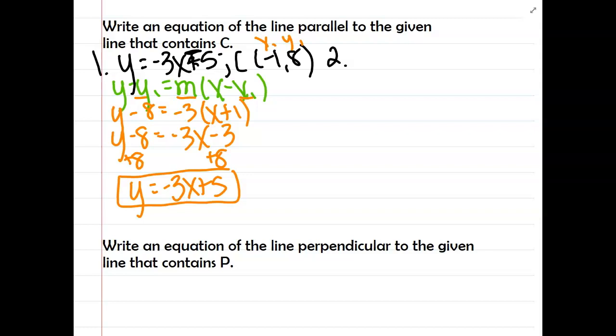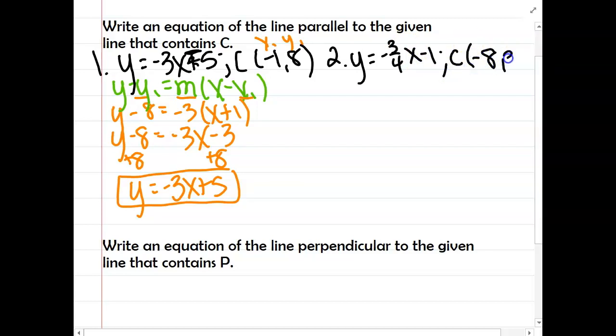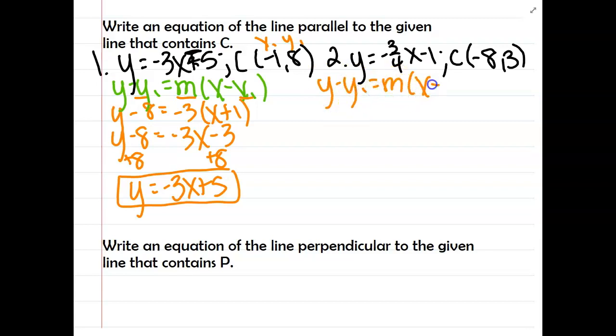Okay, number 2. Y equals -3/4 x minus 1 and passes through the point -8, 3. All right, so we have our point slope form. Y minus y1 equals m times x minus x1. We have our x1, y1 from our point, but I need my slope. And we're going to get our slope from this line because it's going to be the same.